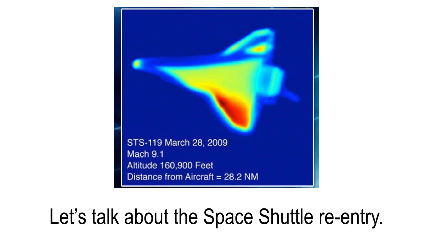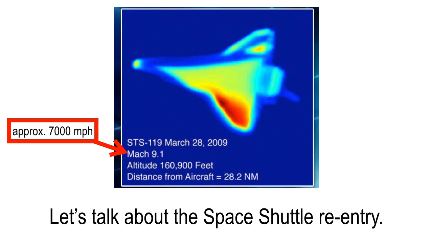They had an Air Force plane way up at 30,000 feet or so, photographing the space shuttle as it came in. This is a false color infrared image. It was traveling at about 7,000 miles per hour, Mach 9.1, way up there at an altitude of about 50 kilometers. And the distance from the aircraft was 28.2 nautical miles.